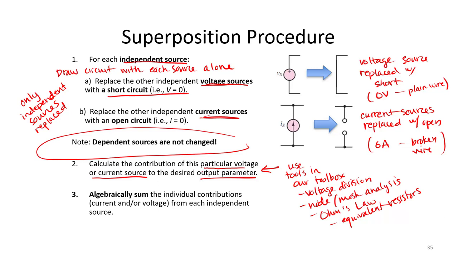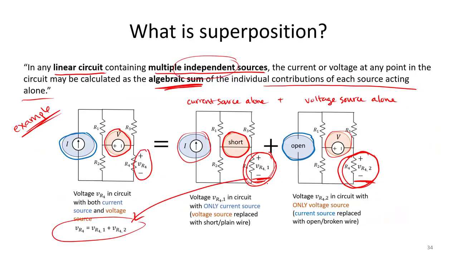And finally, once you have found the contribution from each individual source, you take the algebraic sum in order to determine the total impact of all the sources on that component of interest. So we see in this case, we can take the contribution from the current source alone and voltage source alone and sum them to get the total voltage produced by both sources.